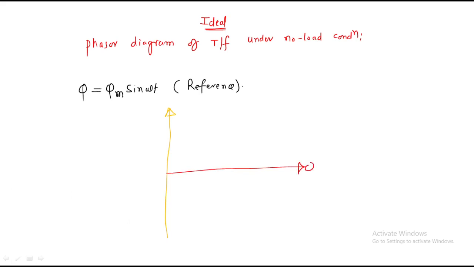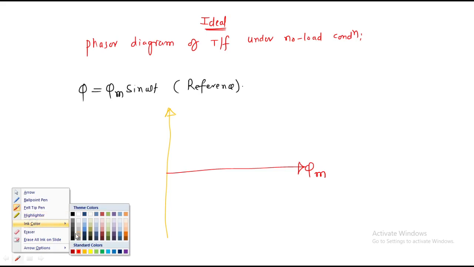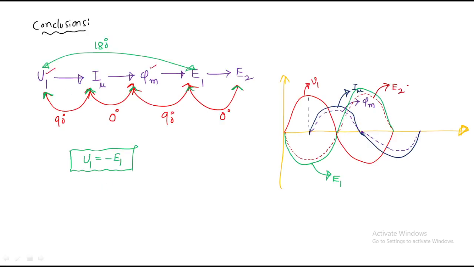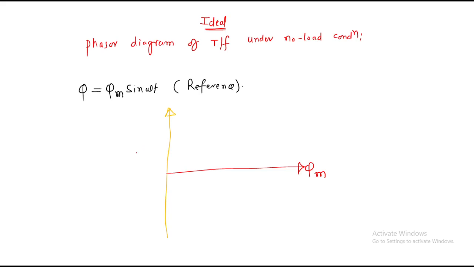So this is phi m. Clear? So between supply voltage and phi m, what is the phase displacement? 90 degrees. So phi m lags V1 by 90 degrees. So now supply voltage is what? Leads. This is V1. The phase displacement between two is nothing but 90 degrees. Clear? Supply voltage leads phi m by 90 degrees. We don't know the exact magnitudes, that's why this is taken as reference.